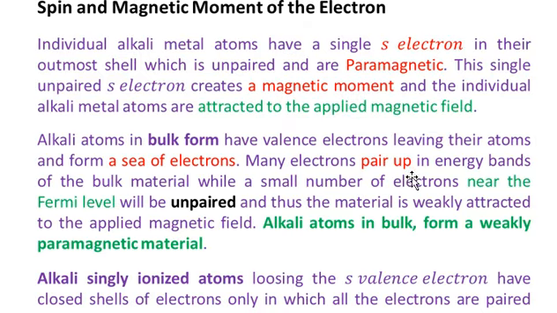Many electrons pair up in the energy bands of the bulk material, while a small number of electrons near the Fermi level will be unpaired, and thus the material is weakly attracted to the applied magnetic field, because most of them are paired in the energy bands and some of them will be unpaired near the Fermi level. Due to that, the material is weakly attracted toward the applied magnetic field. Alkali atoms in bulk form a weakly paramagnetic material.